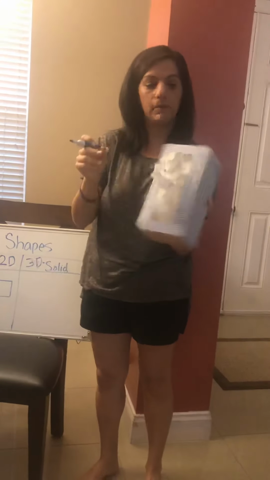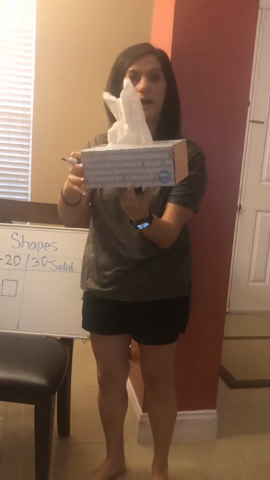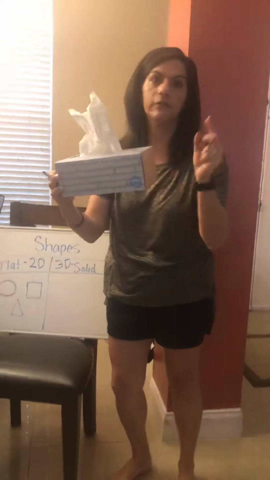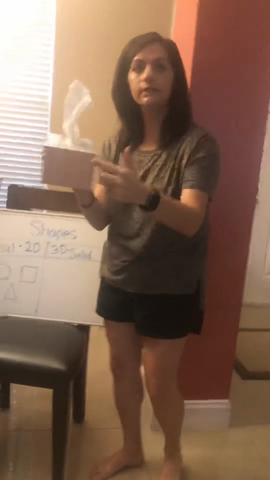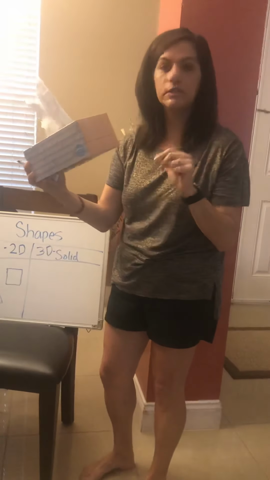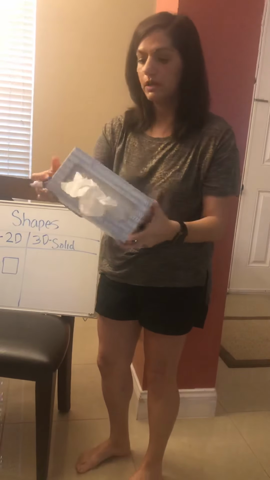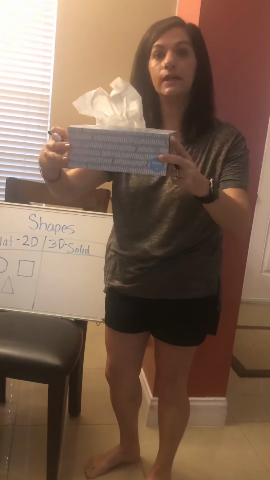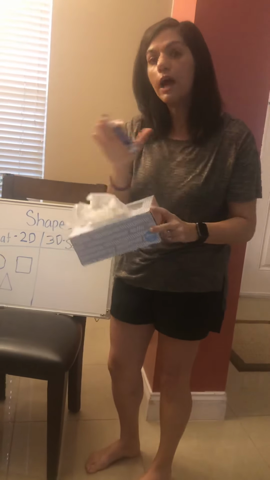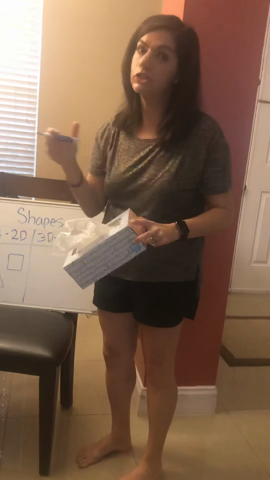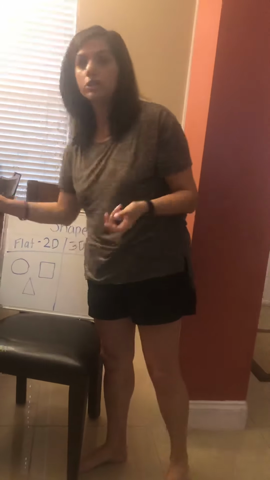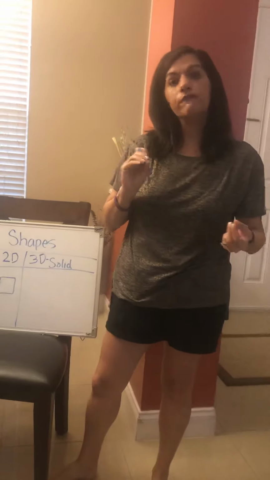This is our tissue box. The tissue box, if you look at just the side of it, it's just a rectangle. That's a 2D shape. This side is a square. That's a 2D shape. Well, kind of a square. The whole thing, because it pops up, is called a rectangular prism. You do not have to know the names of these solid shapes. I just want you to see the difference between a solid shape and a flat shape.